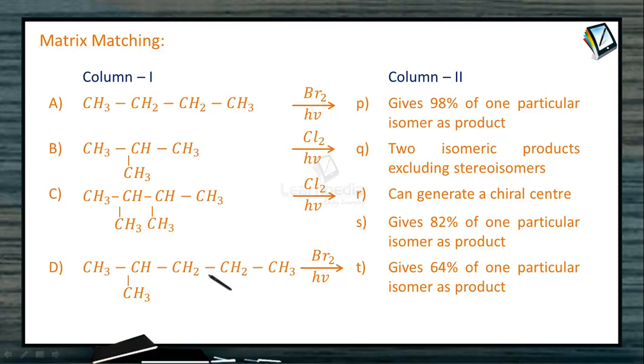In column 1, we have different alkanes which are subjected to halogenation, and we need to match them with the various terms given in column 2. One of them is some particular percentage of one particular isomer as product, another is whether two isomeric products are formed excluding stereoisomers, and whether any chiral center is generated or not. Let us do one by one.